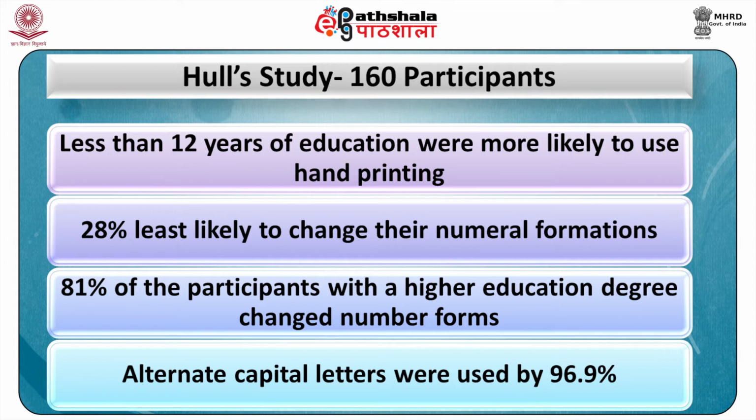28% of this group was least likely to change their numeral formations. Change in number forms was used as a method of disguise by 81% of the participants with a higher education degree. Alternate capital letters were used by 96.9% of the 160 participants, while only one writer used change in height ratio.